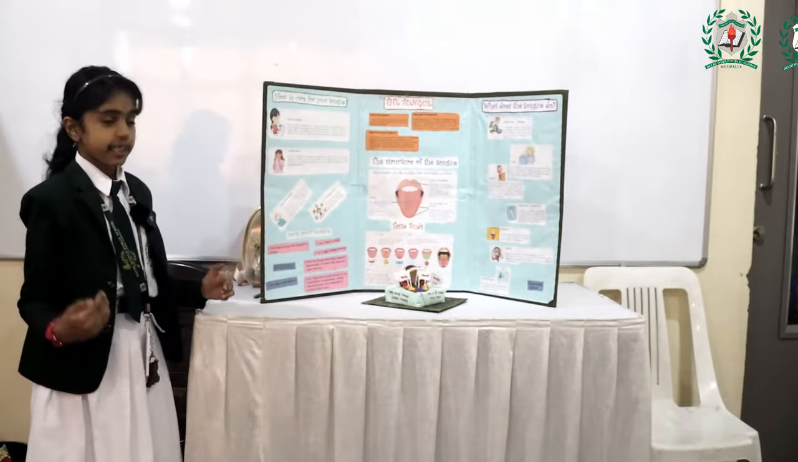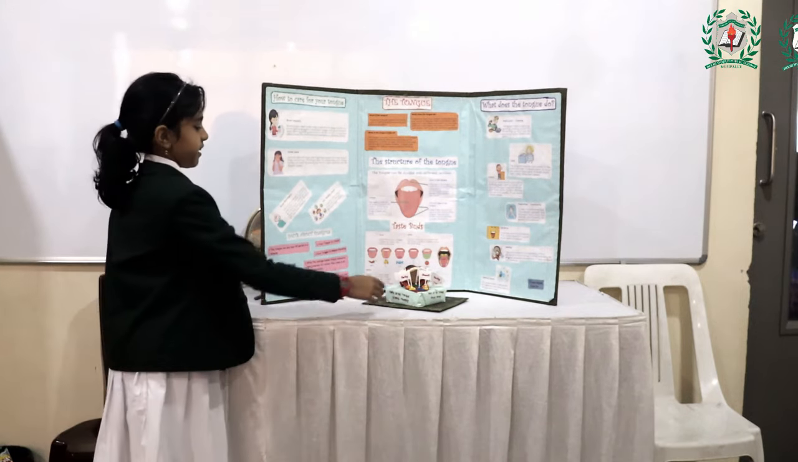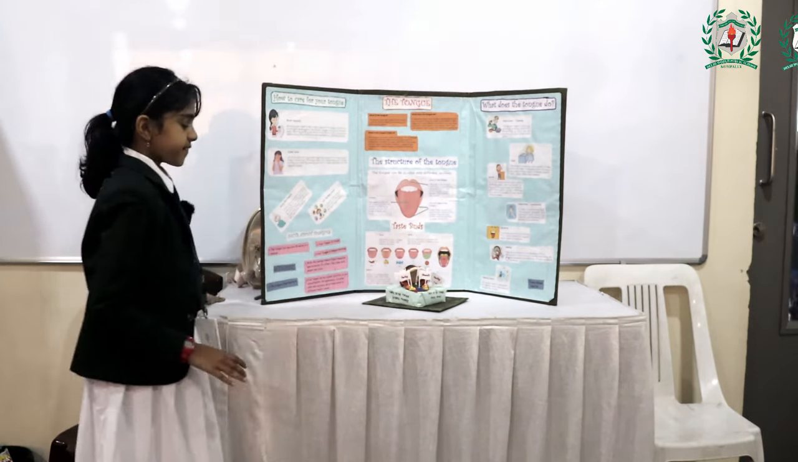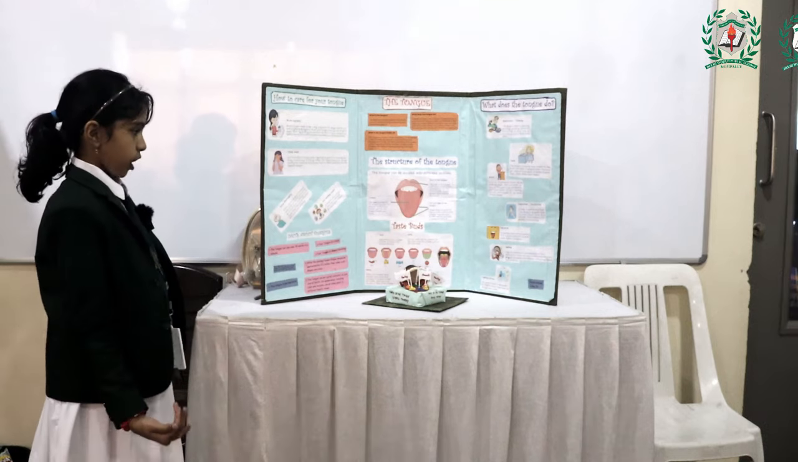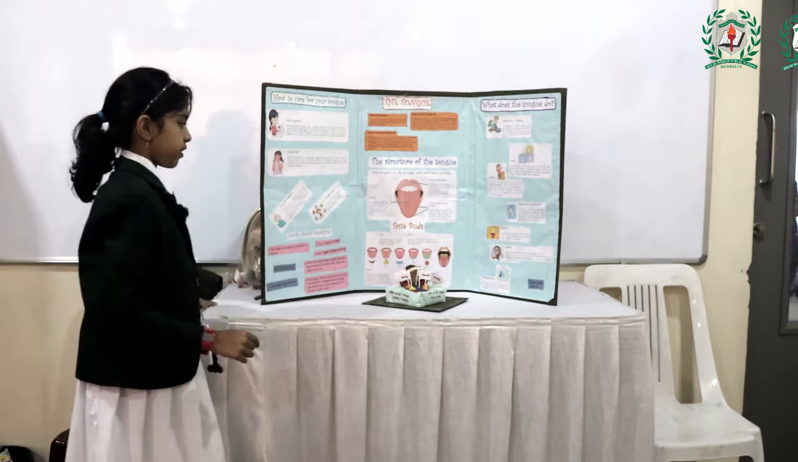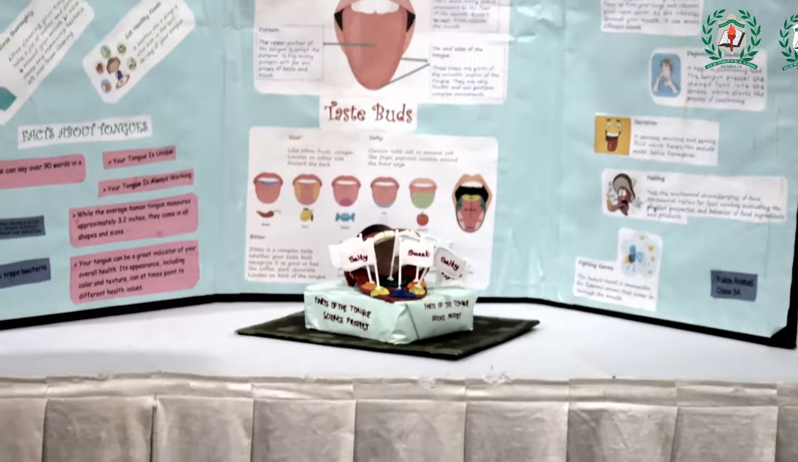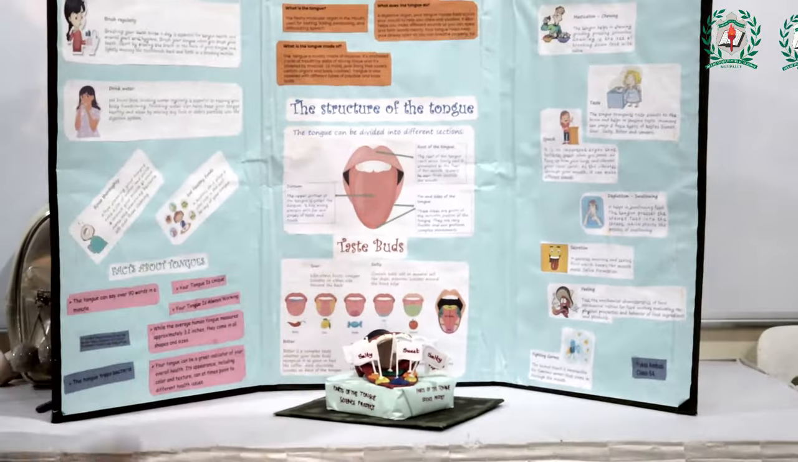First let me start with sweet. Sweet food contains some form of sugar like honey, fruits and ice cream. It is present at the front surface of the tongue. Now let me move on to salty. Salty food contains table salt and mineral salt. It is located around the front edge of our tongue. Now let's move on to sour, like citrus fruits and vinegar. It is located on either side towards the back of our tongue.